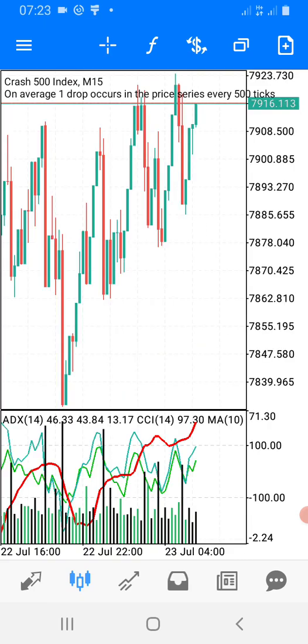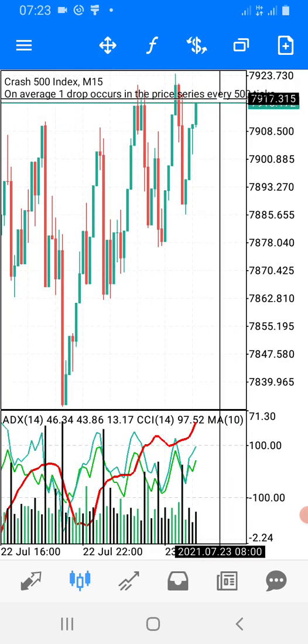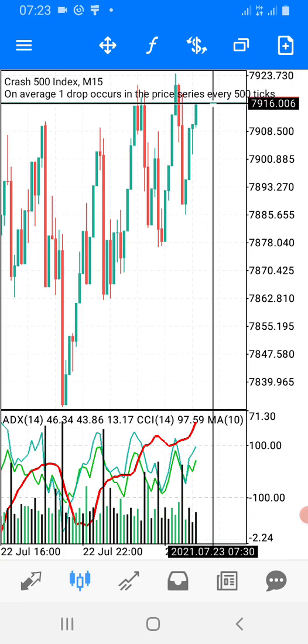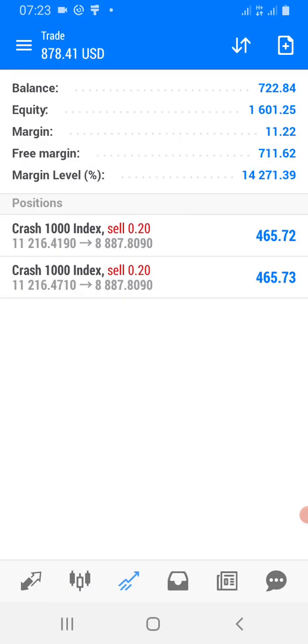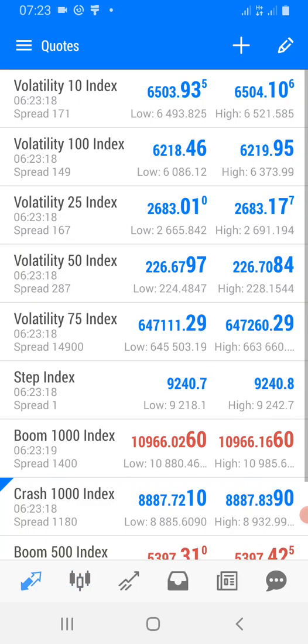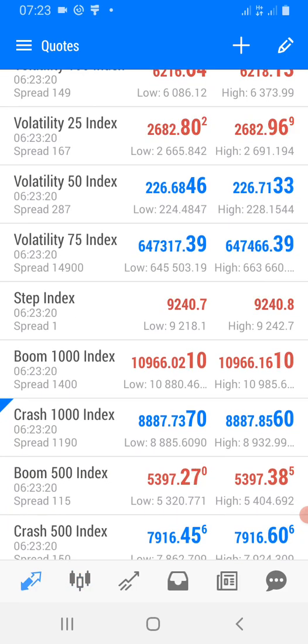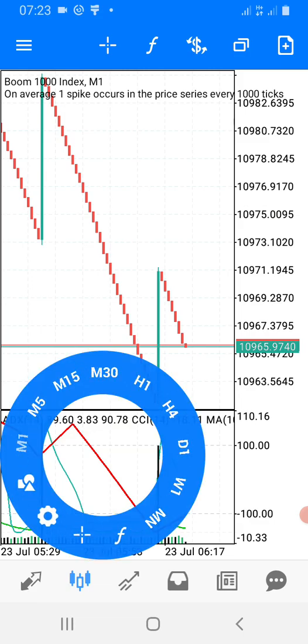Because for the 15-minute time frame, this market is expected to reach this point before it might get a spike. So you just avoid it. Go for only short trades, guys. Short trades. So we caught a spike for Boom 1000 and we are out.